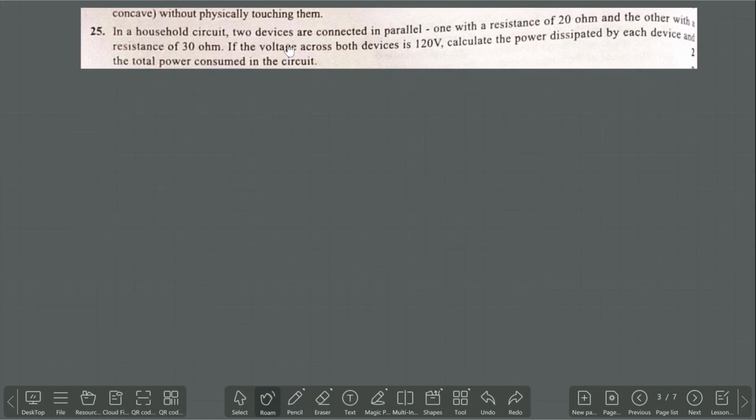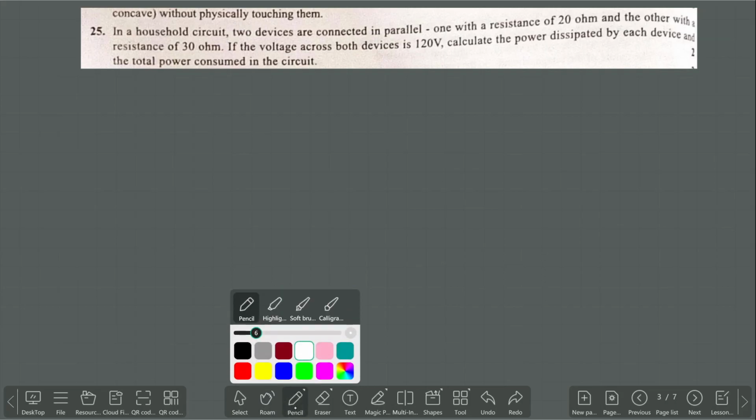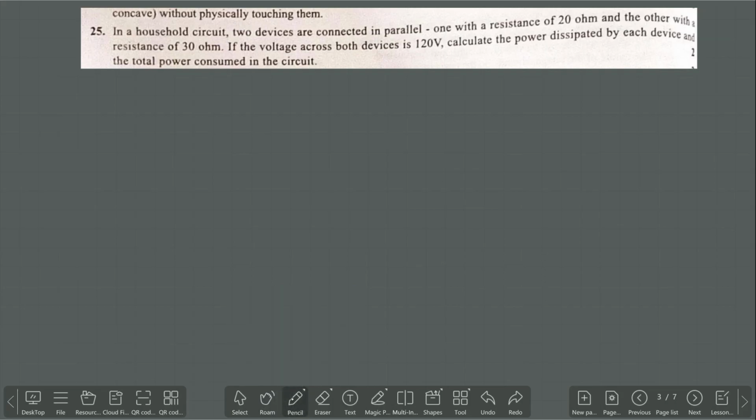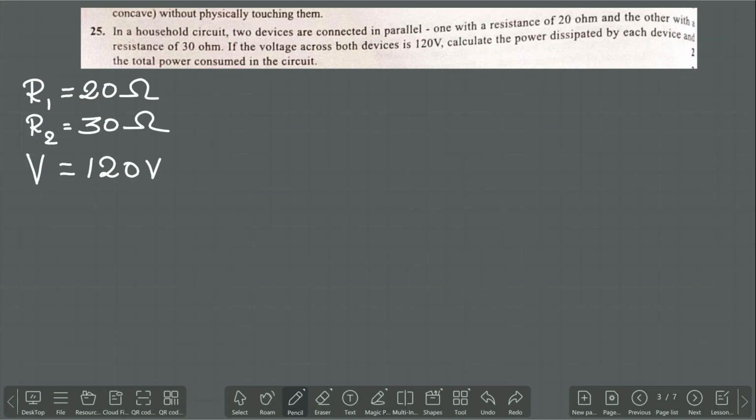So read the question. In a household circuit, two devices are connected in parallel. So we all know what is meant by parallel combination: the resistors are connected to a common point. So totally how many devices are there? Two. So let us take them as R1 and R2. Clear. Next, what is the resistance of the first device? One has a resistance of 20 ohm and the other has a resistance of 30 ohm. If the voltage across both the devices is 120 volt, voltage is represented by the letter V. So V is equal to 120 volt.